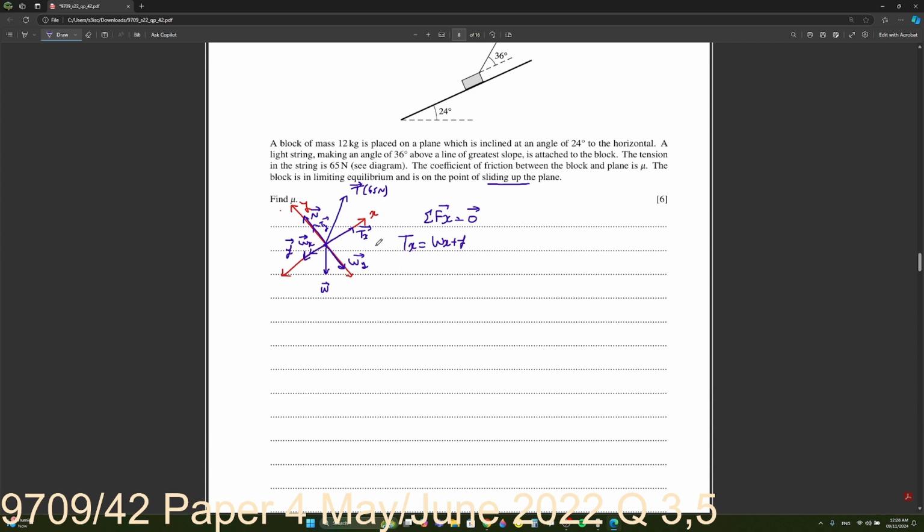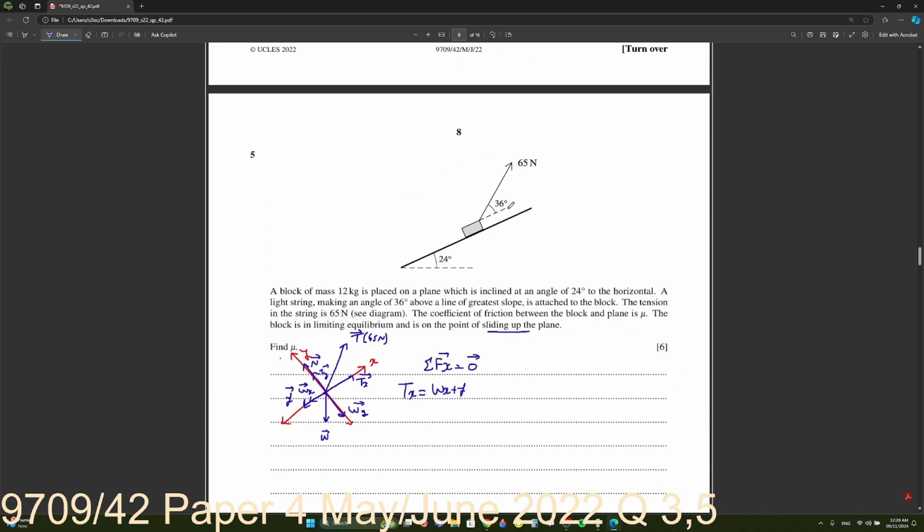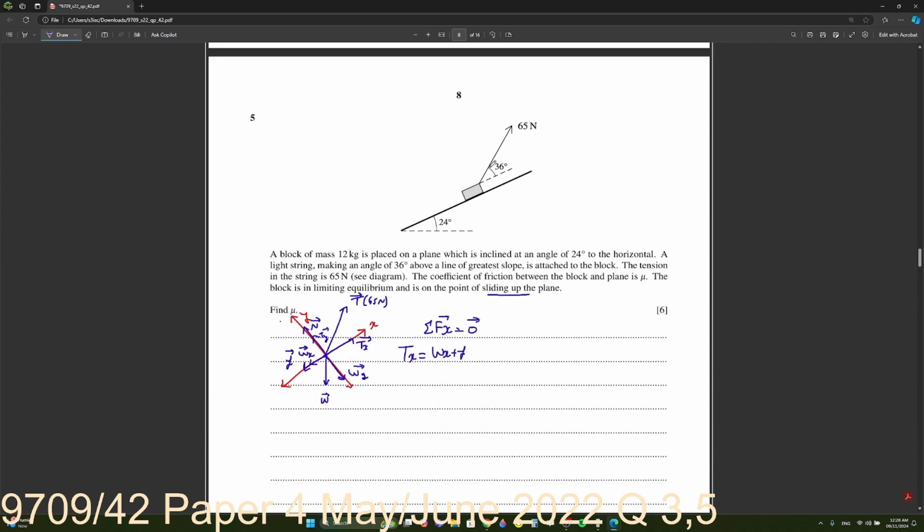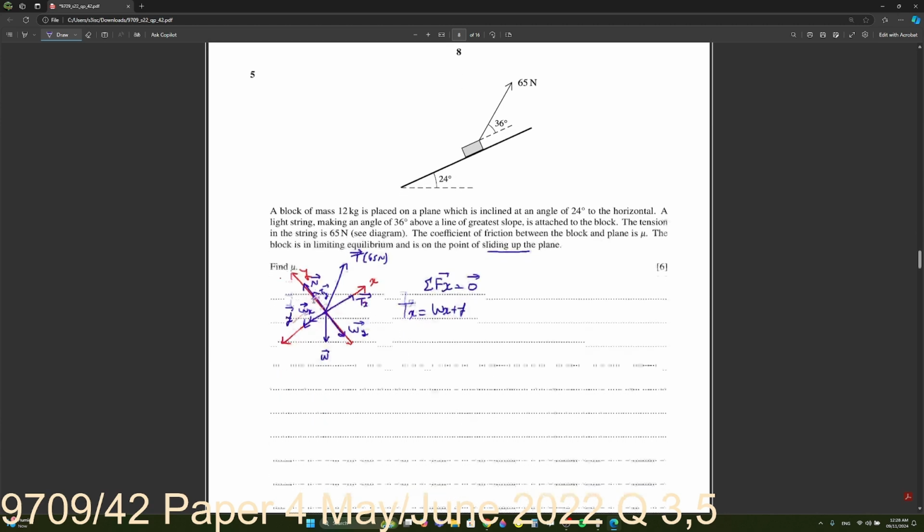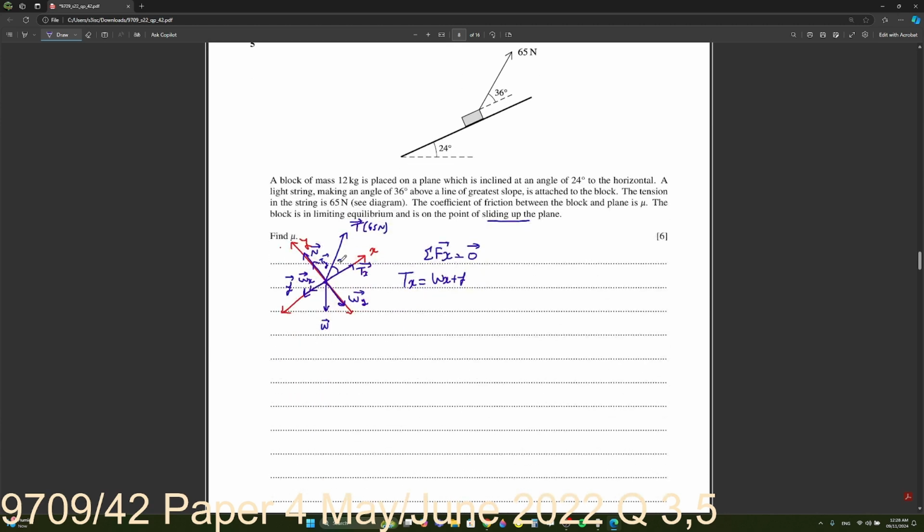Tx is going to be equal to, oh, I forgot to put the angles. The angle between the horizontal and T is 36. Okay, careful, it's the horizontal. The angle between the weight and the vertical is 24 degrees. Always, the angle between the weight and the vertical is the angle between the inclined plane and the horizontal.